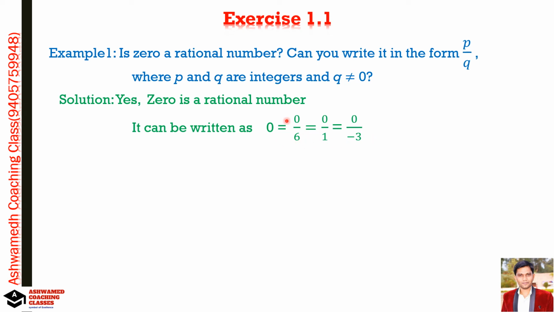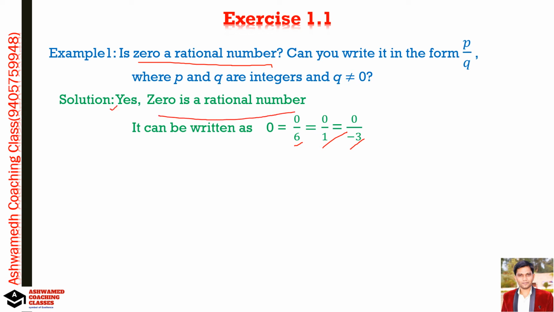Therefore this 0 can be written in this form, so 0 is a rational number. You can take any integer in the denominator instead of 6, 1 and 3. If we take 0 in the numerator and any integer in the denominator, that will be 0, and we can write that 0 in the form of P upon Q. Therefore 0 is a rational number.